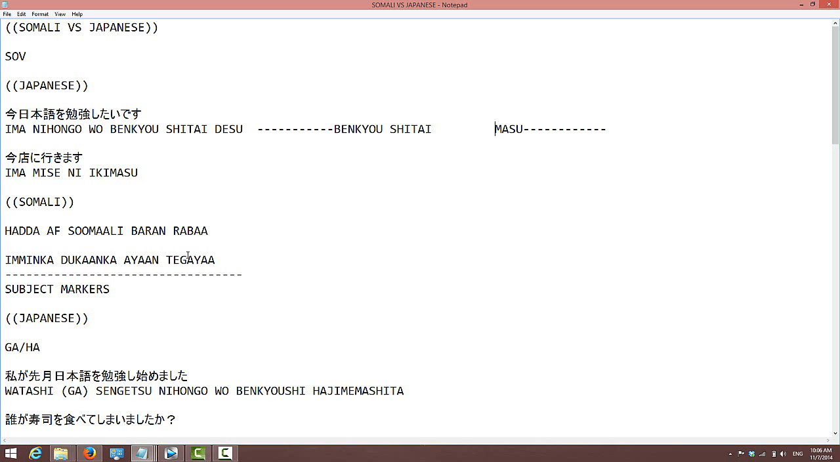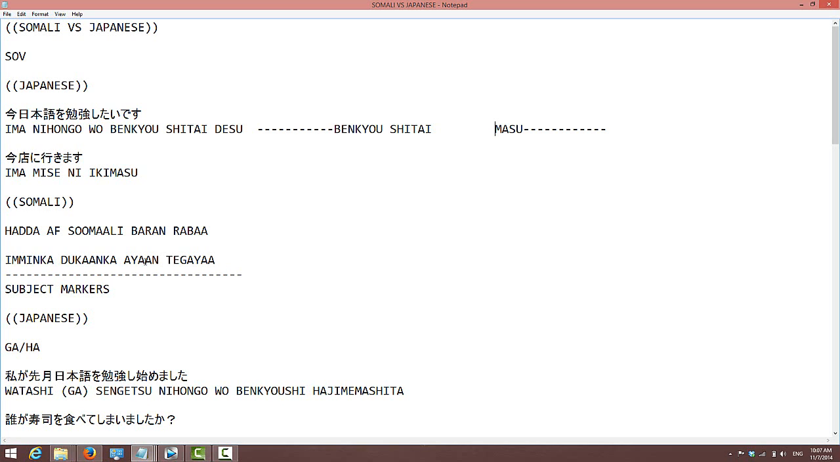Ayan tegaya. Tegaya is the verb. It's just like Japanese: it has two meanings. It can be future tense, or general tense, just like Japanese.